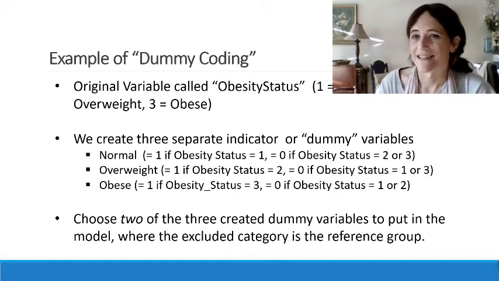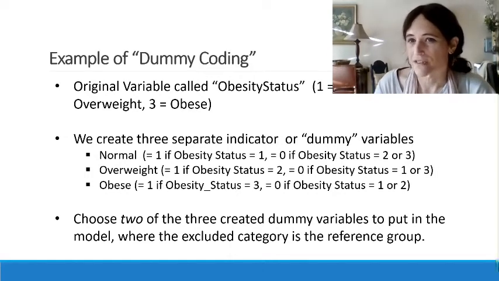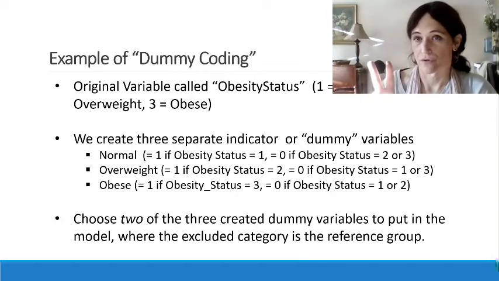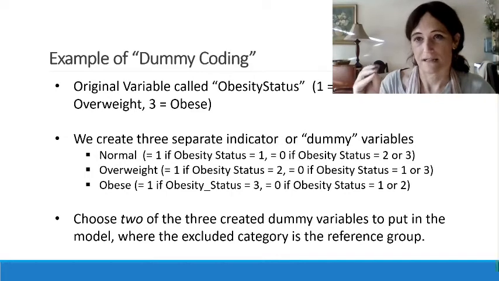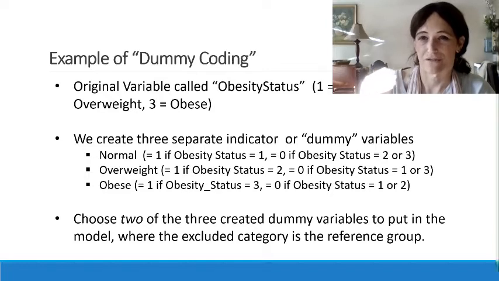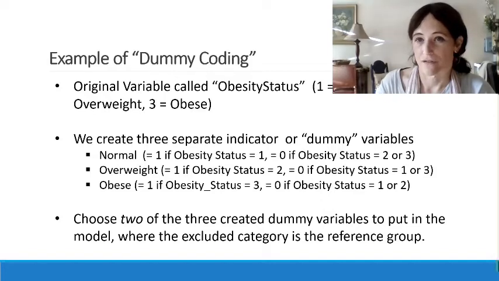Now here's the trick. When we include these in the model, we're actually going to only include 2 of the 3 dummy coded variables in this case, or we'll always do 1 less than the number of dummy coded variables. And that seems really unintuitive at first, but what that sets up is a model where the reference group becomes the group that we excluded from the model. Okay, so if we had overweight equals 0 and obese equals 0, and our reference group is normal, then the assumption would be that they're in the normal group.